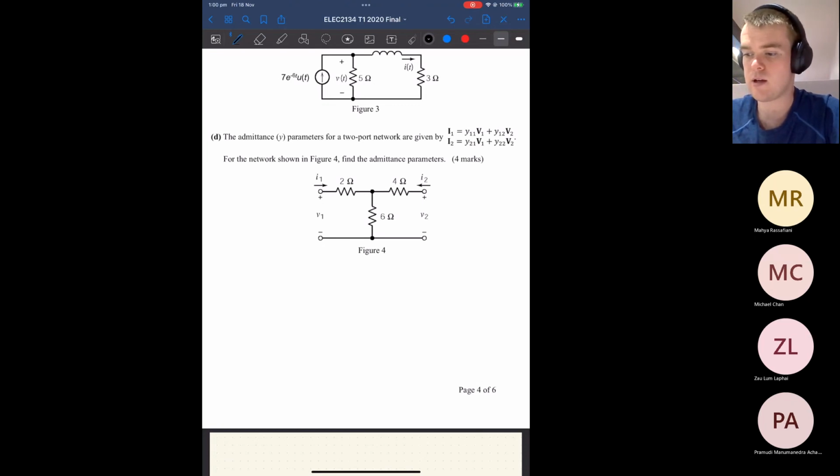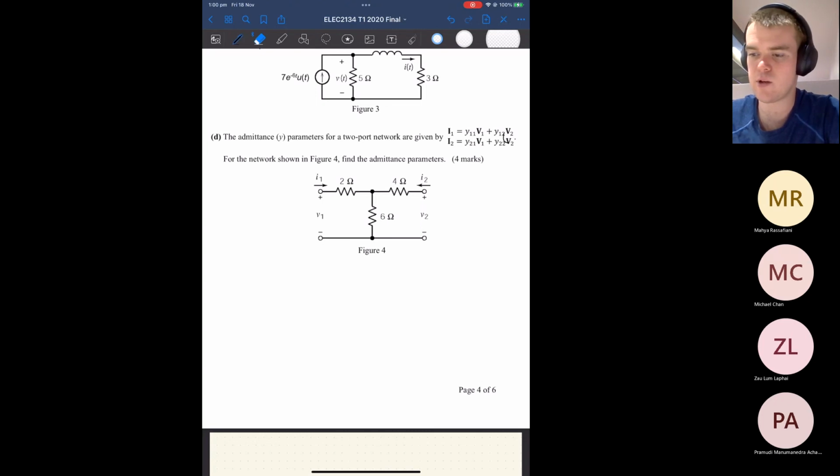Now, there are 2 ways we can sort of solve this. We could set V2 to ground, and then we could try and find Y11, and then Y22 and whatnot. However, please be mindful that there'll be a lot of calculations involved for that.